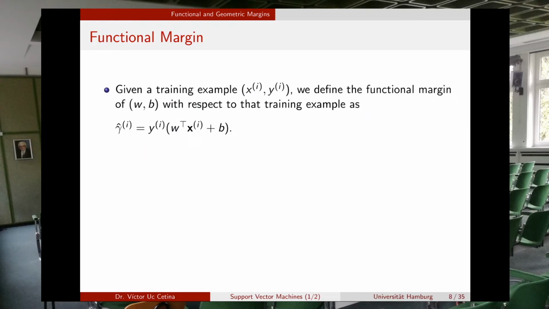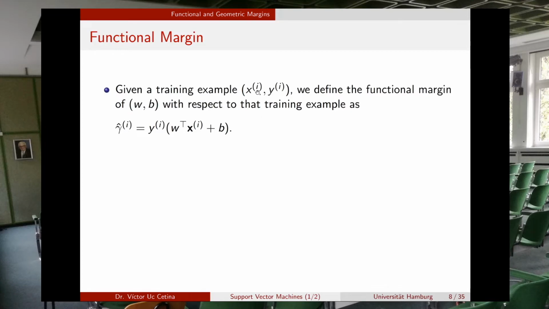So given a training example x, y, we define the functional margin of the parameters w and b with respect to that training example as gamma circumflex, equal to the product of the label y and the evaluation of the model.